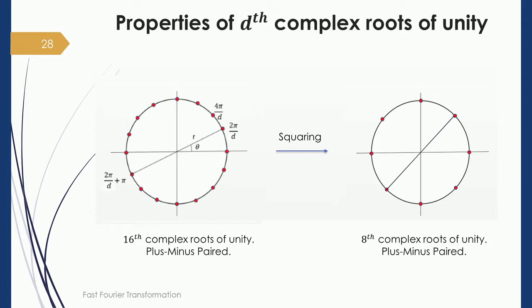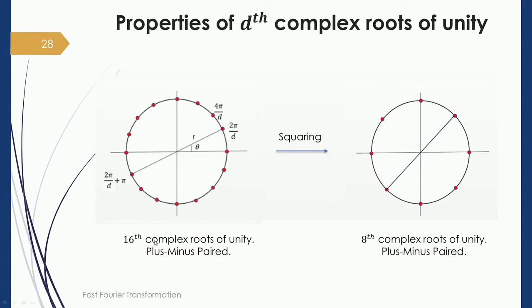Our solution will rely on picking what is called the dth complex roots of unity. There will be d such dth complex roots of unity, and in the complex plane there will be d of them in this circle centered at the origin.